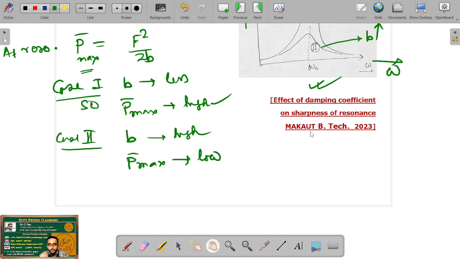That means at very low B value, that is the lower damping case, the curve acquires a very high P bar value. That means sharpness of resonance is very high. Similarly, for a large damping value, that is a large value of B, the graph is very broad. That means resonance here is very broad or flat.